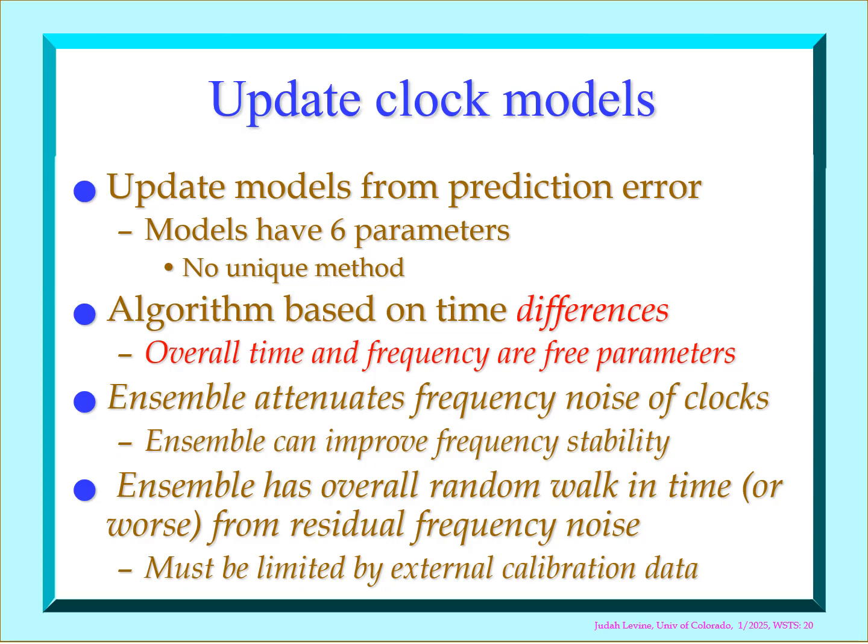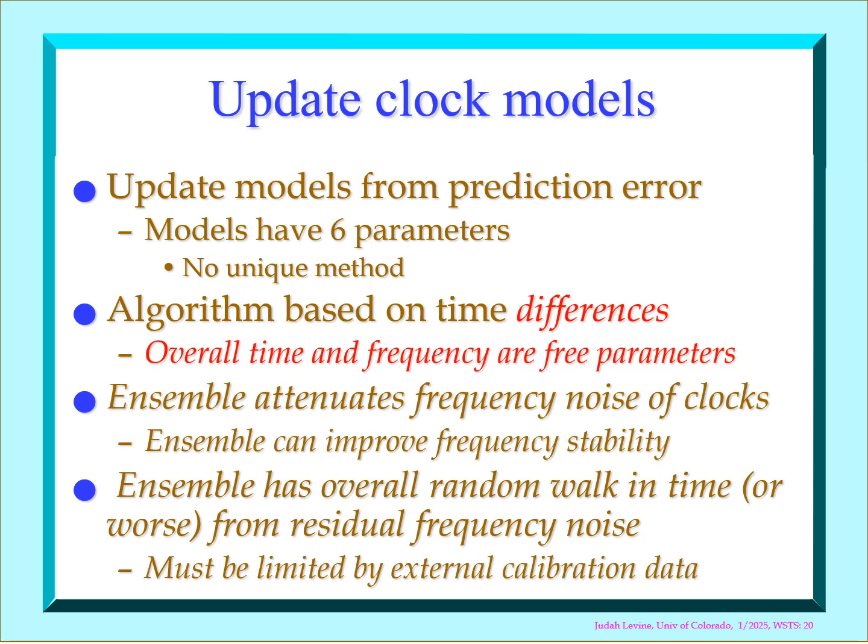On the other hand, because the algorithm is based on time differences, the overall time and frequency are free parameters. They were set initially based on my memory of the local remote reference, but in fact I could have added a constant to each one of the clocks, and that would have changed the models of all of the clocks by the same value, and it would have made no difference to the differences. So there's an ambiguity in the overall time and frequency of the clocks, which can basically be absorbed in all the models.